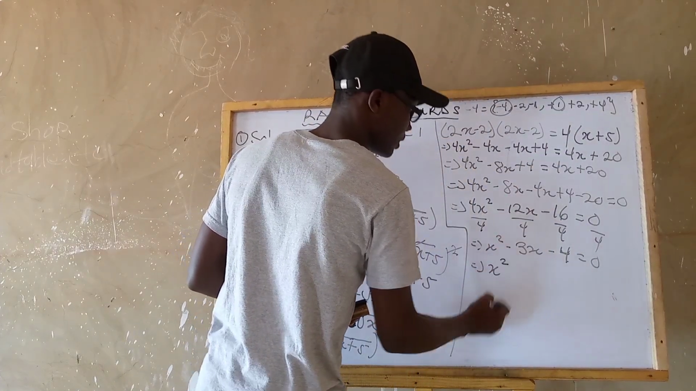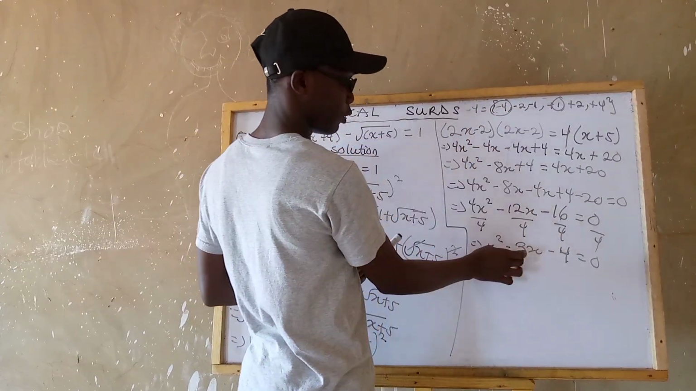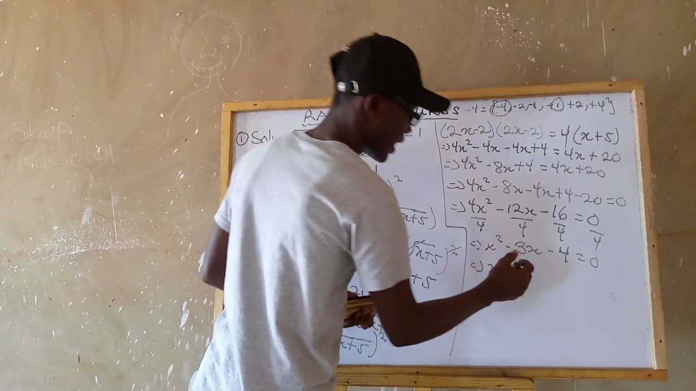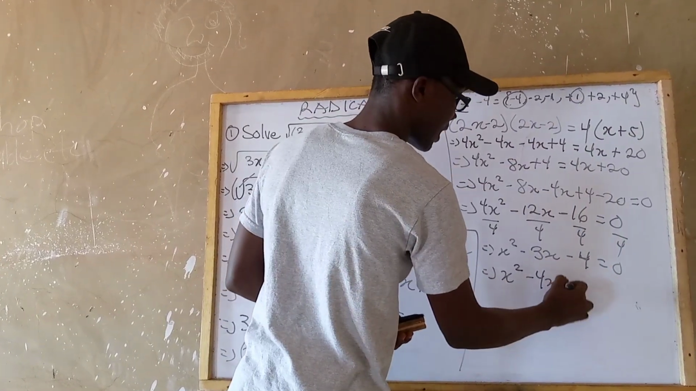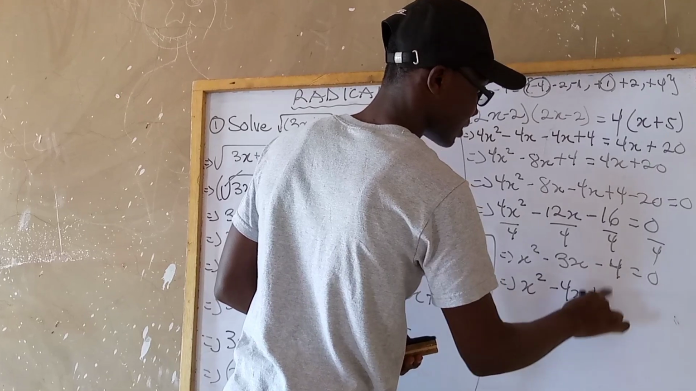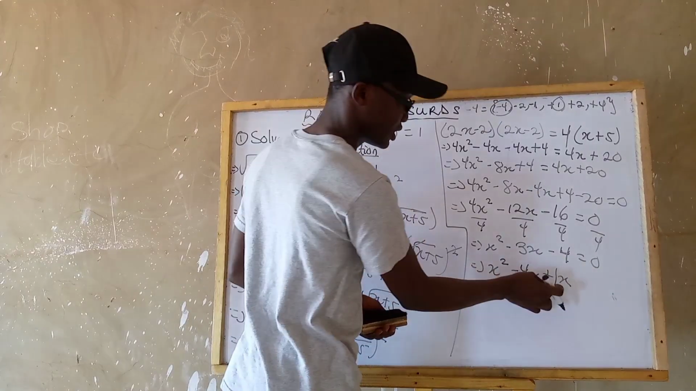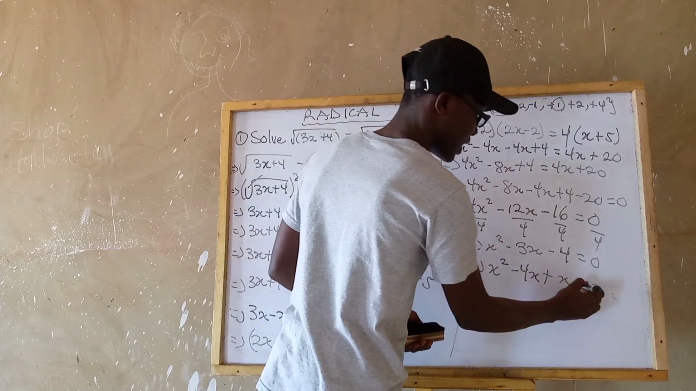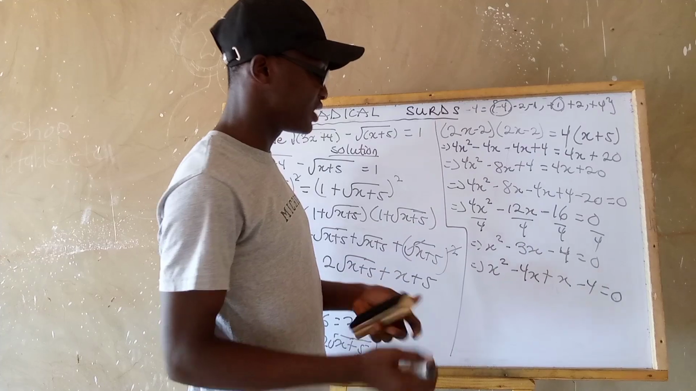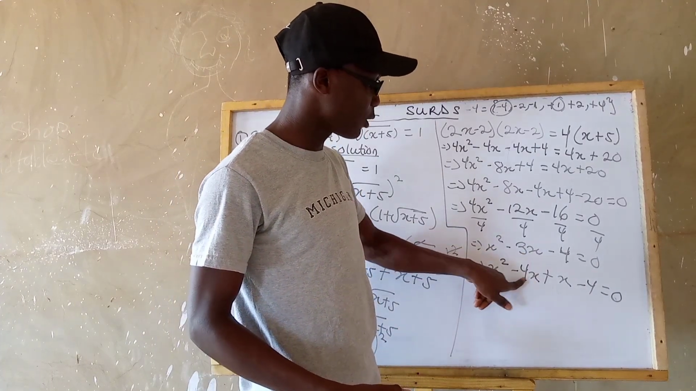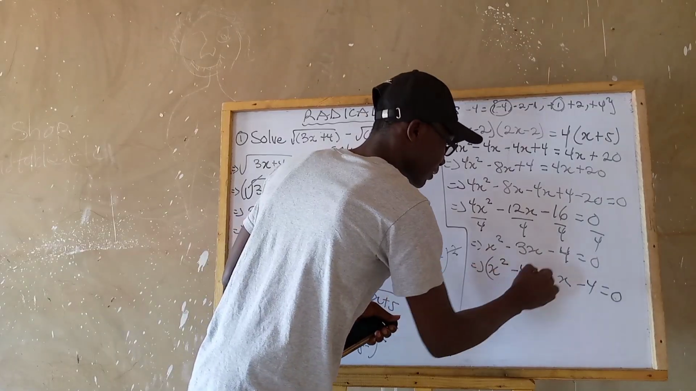So x squared. You have to replace negative 3x with negative 4x and plus x. So it's 1x, but we don't write 1 with a letter, so just x, then minus 4, this 4, gives us 0. So here, we have not changed anything, because negative 4x plus x gives us negative 3x.